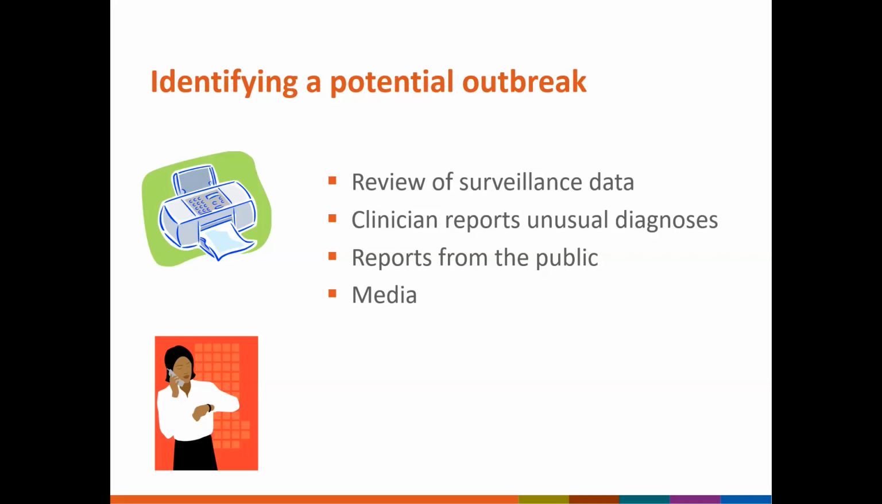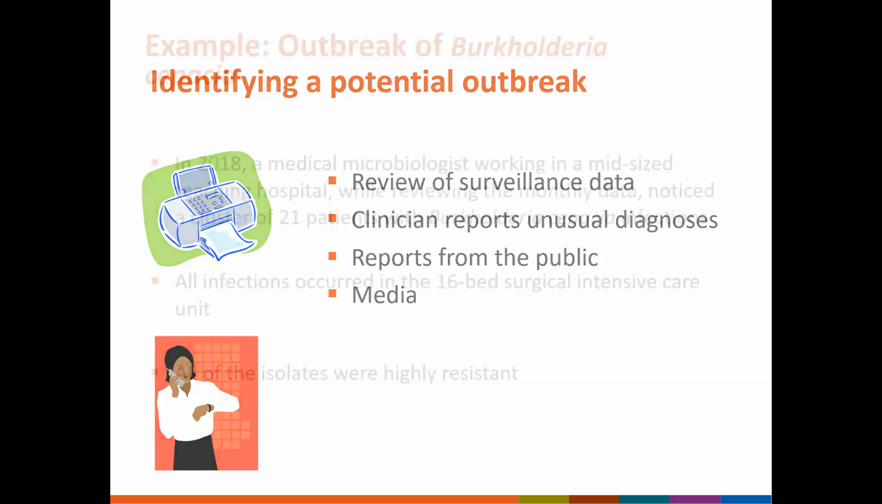So, identifying a potential outbreak: it could be from the surveillance system data, if it is available. This is the best thing that can happen. It can also happen from clinical reports of unusual diagnosis, reports from the public, and reports from the media.